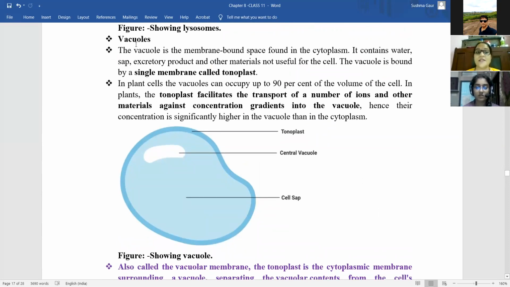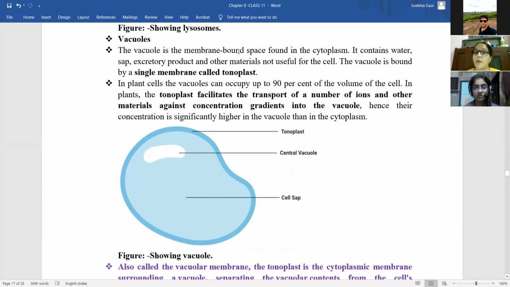So next is vacuoles. So this is the structure of vacuole. The outer layer of vacuole is known as tonoplast, and this central blue color thing represents the cell sap, and this small area represented by white represents the central vacuole. So what are the different parts we will study. Okay. So what is the vacuole?